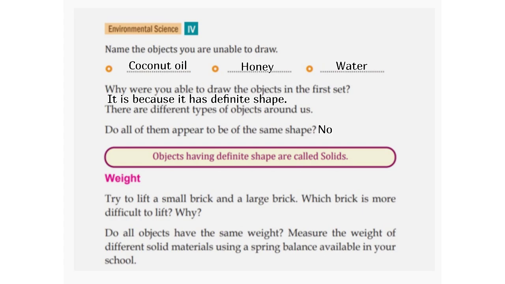Weight. Try to lift a small brick and a large brick. Which brick is more difficult to lift? Why? Large brick. The large brick has more weight than the small brick. Do all objects have the same weight? No. Measure the weight of different solid materials using a spring balance available in your school.